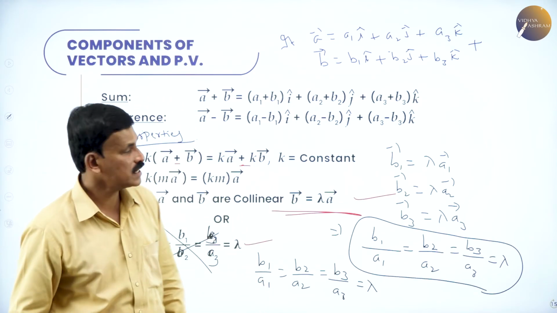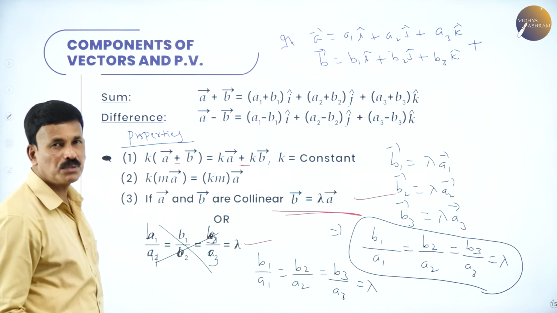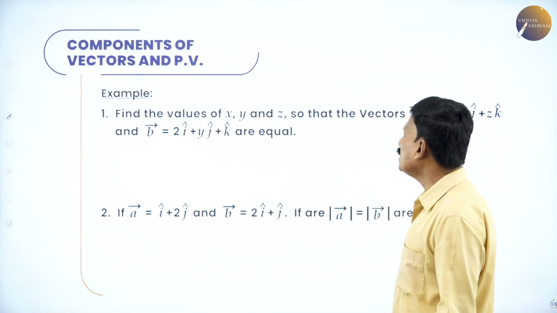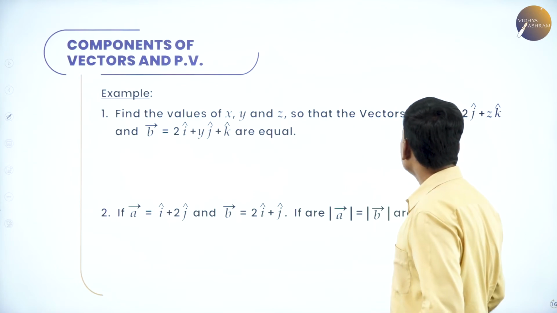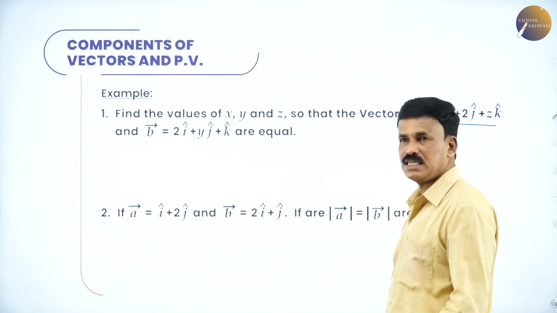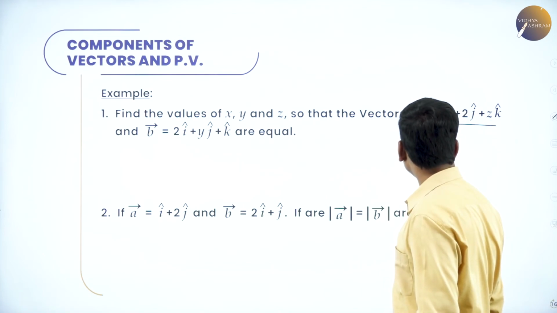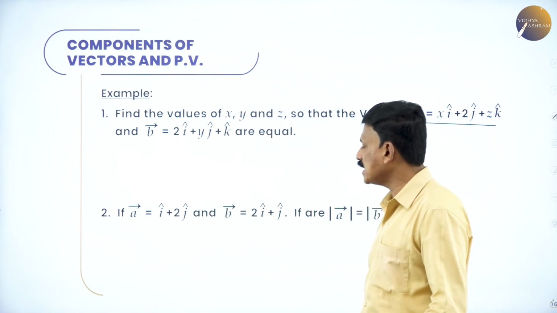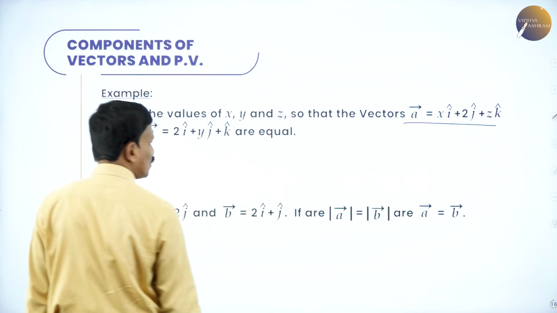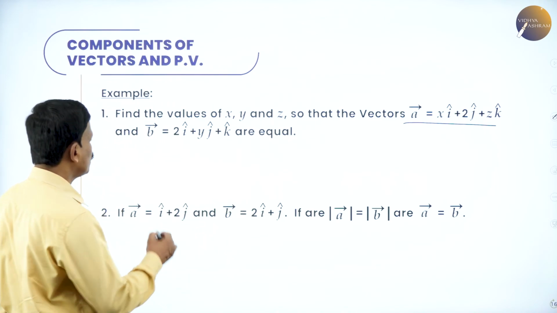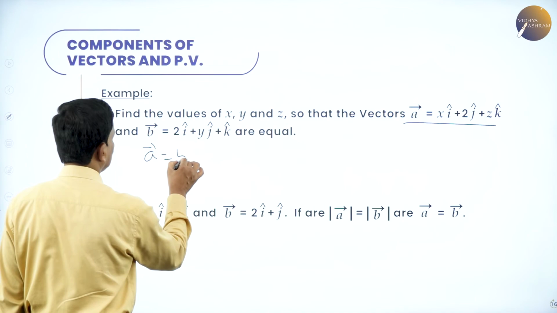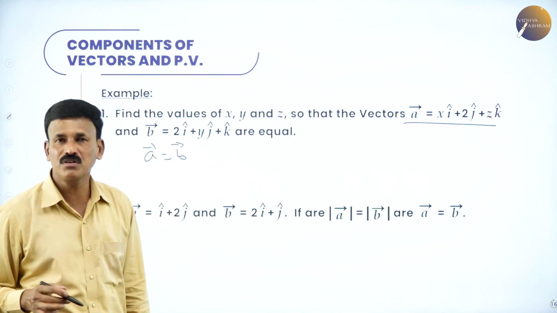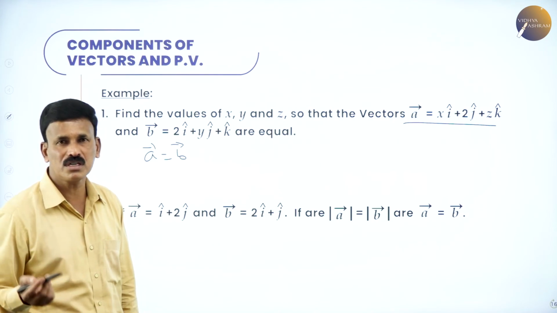Okay. Now let us come to the next simple problems. Let us consider a small example. Find the values of x, y and z so that the vector A is equal to xi plus 2j plus zk and vector B is equal to 2i plus yj plus k are equal. According to the definition of equality of vectors, two vectors A and B are said to be equal if and only if their corresponding coefficients of i, j and k are equal.